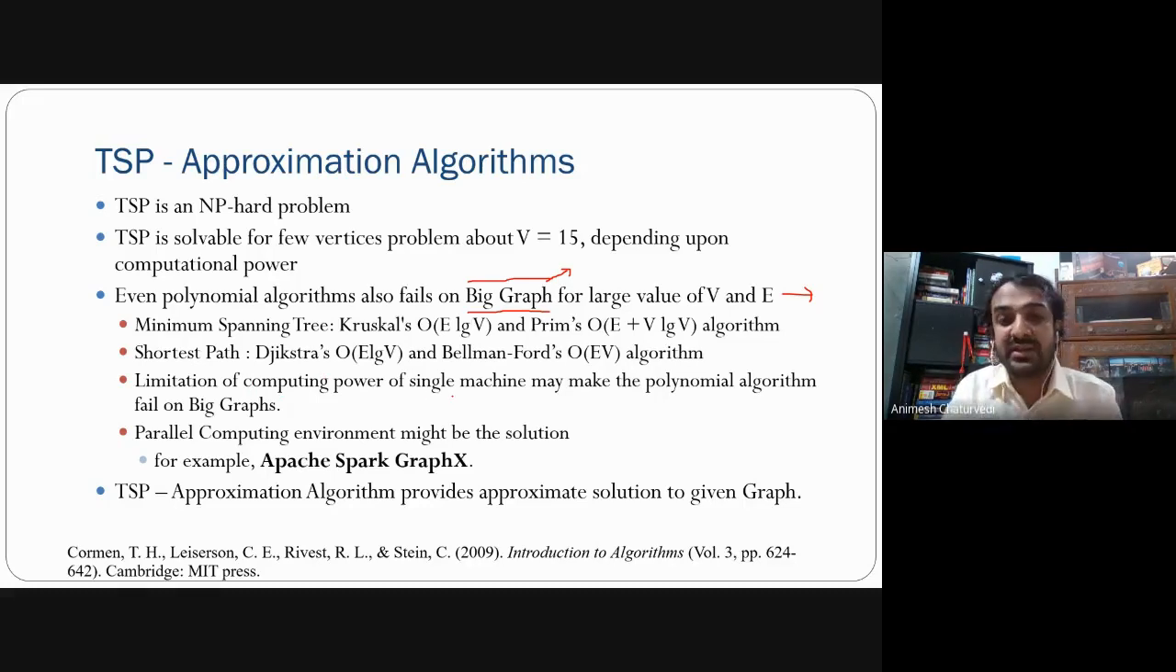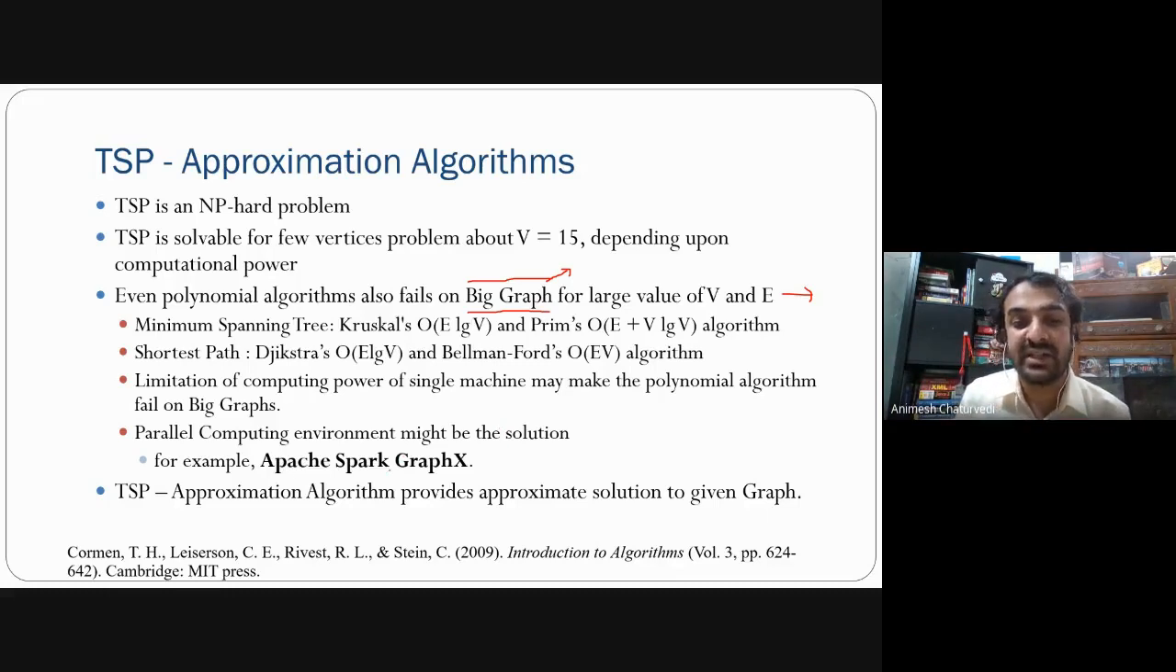Even a single machine with 64 GB RAM or 512 GB RAM, even 1000 plus GB of RAM, sometimes fails to solve such large and big graphs. This is what I'm talking about. So a single machine can't solve a very, very big graph. So a possible solution is that a parallel computing environment might solve these types of large graphs.